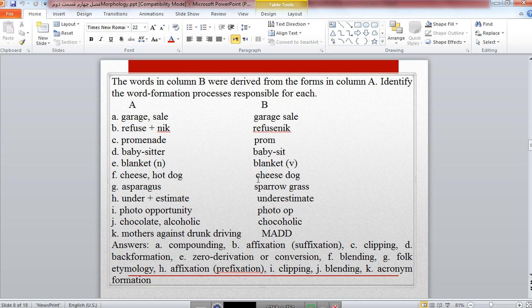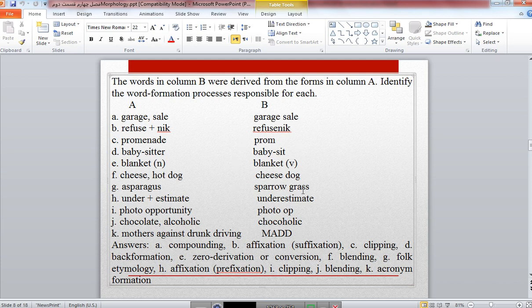Asparagus, sparrowgrass, this is a kind of folk etymology. Underestimate, again you see here it's a kind of affixation. Photo opportunity, photo op, it's a kind of clipping, as you see. Chocolate, alcoholic, chocoholic, it's a kind of blending. And the last one, mothers against drunk driving, MADD, it's a kind of acronym because we choose the first letter of each word and produce a new word, so we call it acronym.